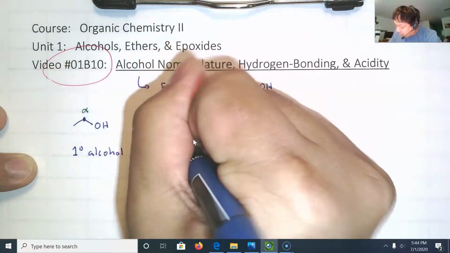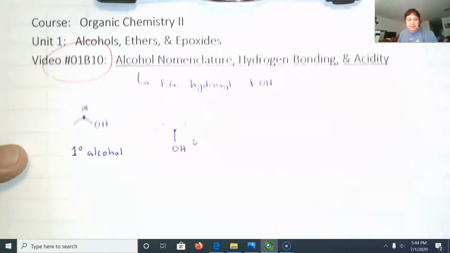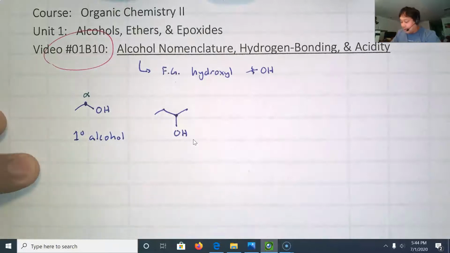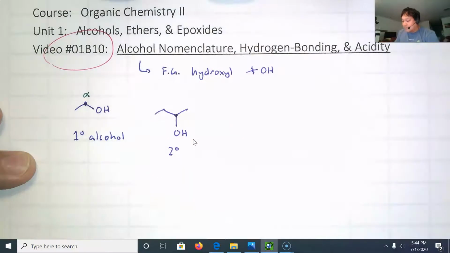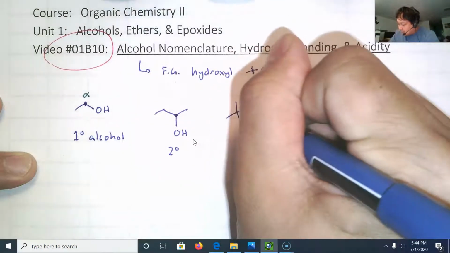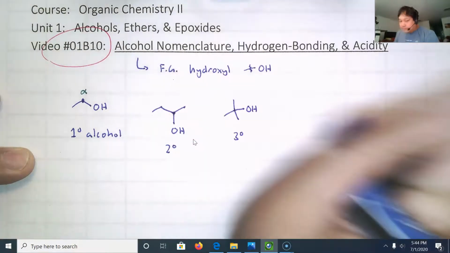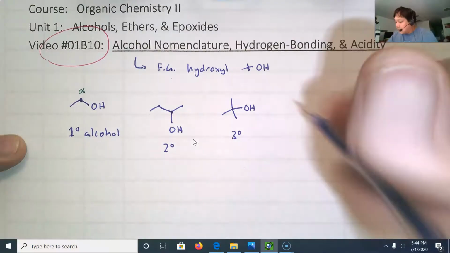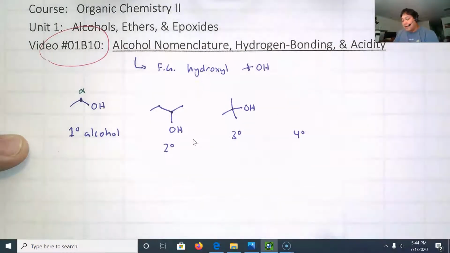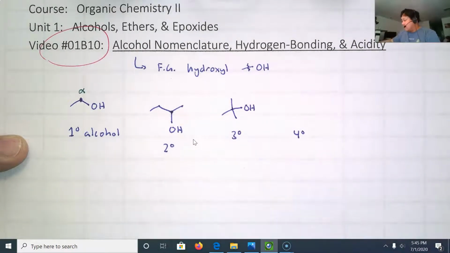Let us try a secondary alcohol. Go ahead and put your dot, and that is a secondary alcohol. How would you draw a tertiary? One example would be something like this. Tertiary. Now, there is no such thing as quaternary, right? Because if you have a carbon with 4 carbons around it, there's no space for the oxygen, and we're never going to see a quaternary alcohol.